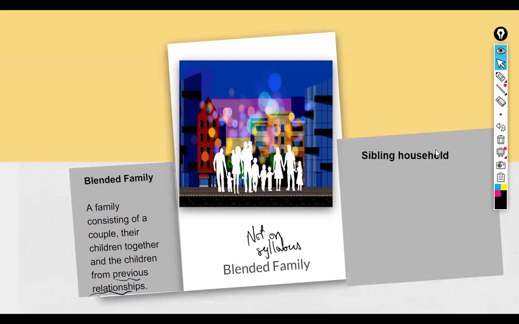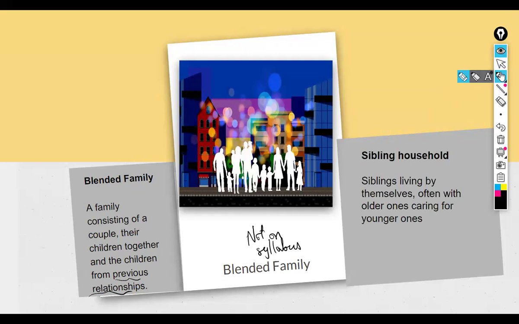Related terms, the related terms you do need to know. Sibling household, so this is the other family type that we didn't address yet. Right? So this one is important. So siblings living by themselves, often with the older ones caring for the younger ones, right? So there are no parents other than the siblings. The siblings will act like a parent, right?